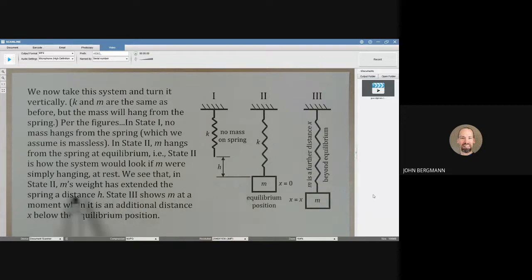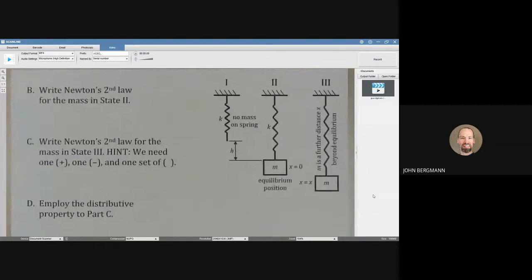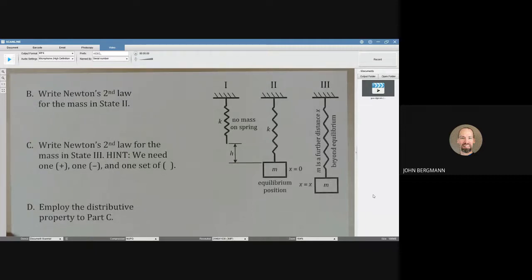We see that in state 2, M's weight has extended the spring a distance h. That's shown right there where I'm pointing with my pen. The weight of the mass has stretched the spring this distance h. And state 3 shows M at some particular moment once we've set this thing oscillating up and down vertically. So let's write a Newton's second law for the mass in state 2.